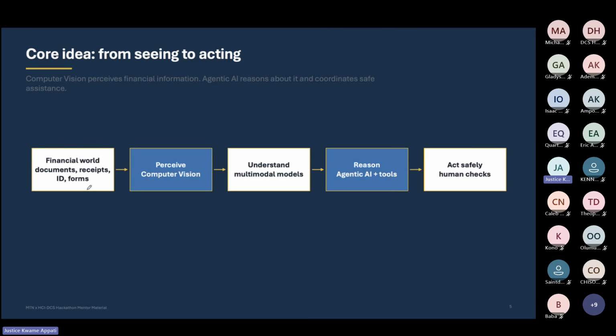And so, how then do we empower? There's an echo in it. Okay. Sorry. How then do we empower the computer to also see? This is where the idea of computer vision comes to play.